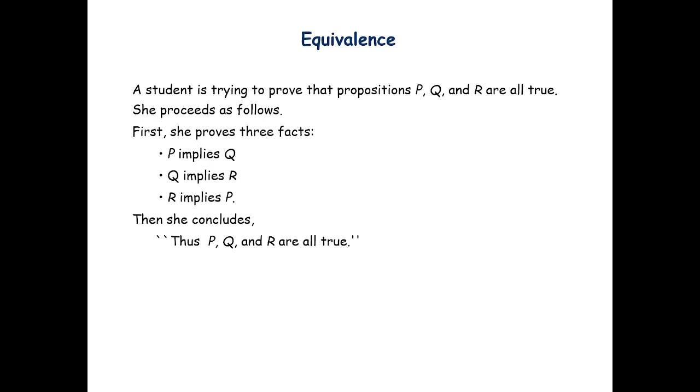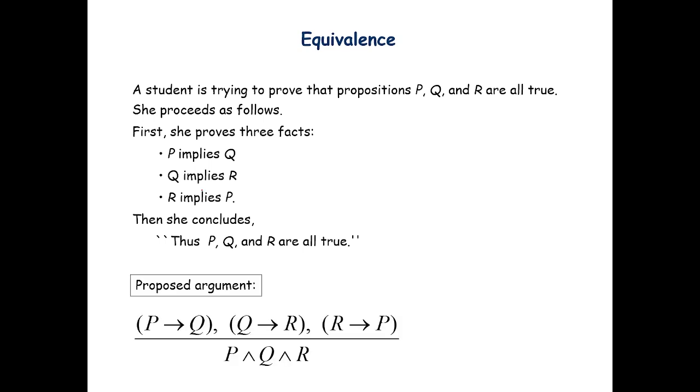Okay, equivalence. So a student is trying to prove that propositions P, Q, and R are all true. She proceeds as follows. First, she proves three facts: P implies Q, Q implies R, and R implies P. Then she concludes, thus P, Q, and R are all true.